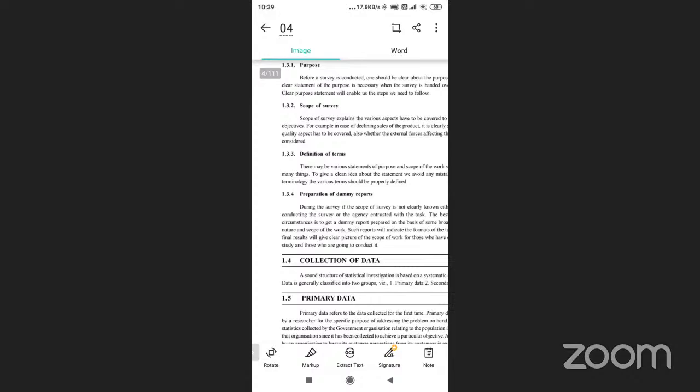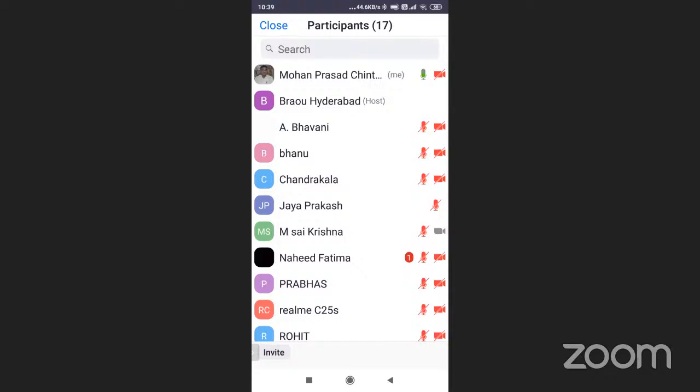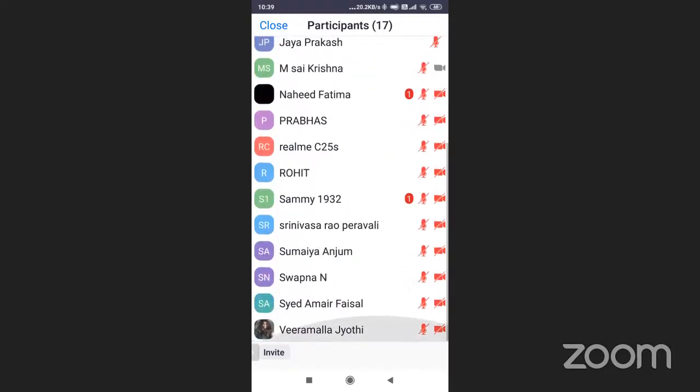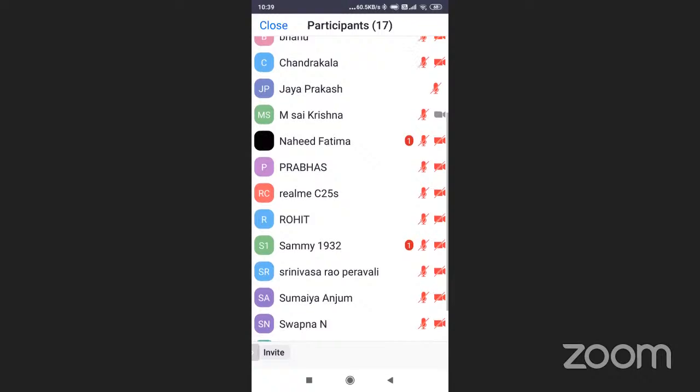Suppose in your class, for example, I will take today's example. In our session, the number of participants is 17 members, including myself and Hyderabad bro. The remaining are the participants. So including these two members, the total number is 17. So the number 17 is countable. Since it can be counted, today's class strength is 17 members in our group. Now in the Zoom meeting, 17 members are there, including myself and bro. So the number of students in a class is a discrete variable.